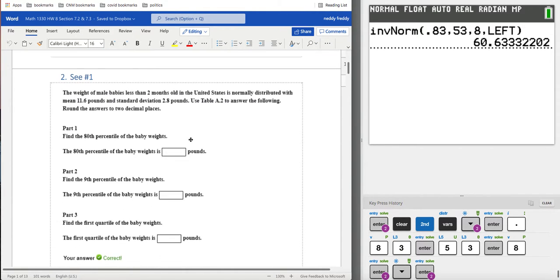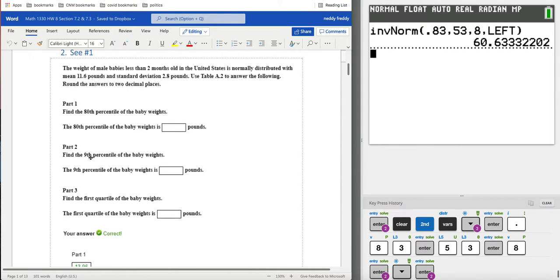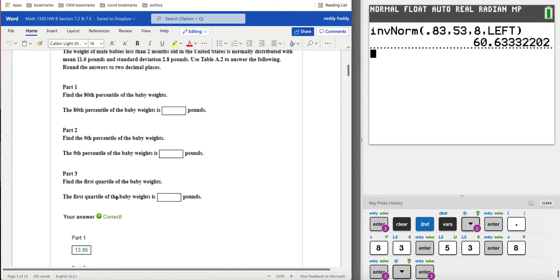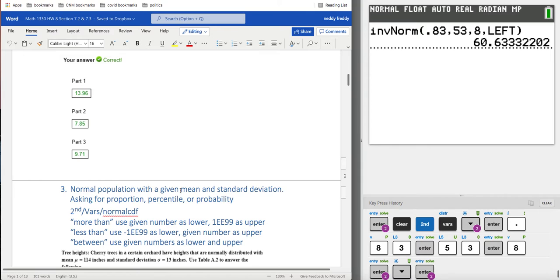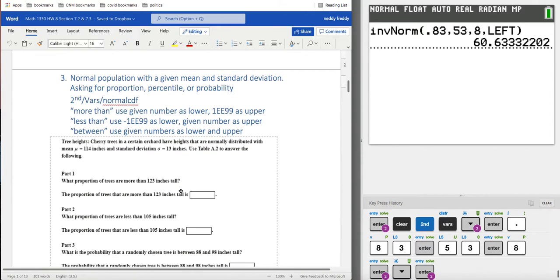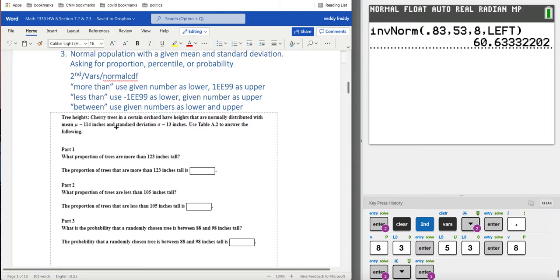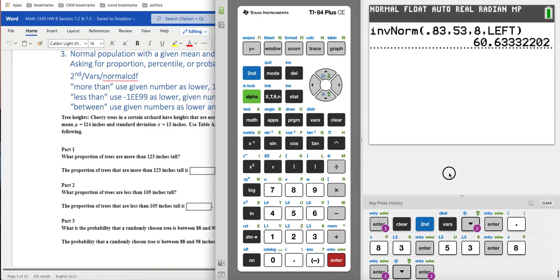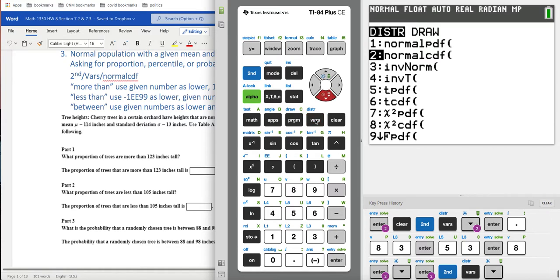So that's how all of these would be: 80th percentile, 9th percentile. This one says first quartile. First quartile is the same as the 25th percentile, so it would just be entering 0.25 as the area. It's the only difference there. In some of the other ones, it's going to ask for what proportion or what is the probability. So for those, we're going to go back to using second var's normal CDF.